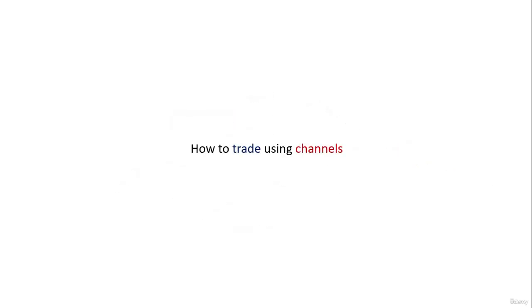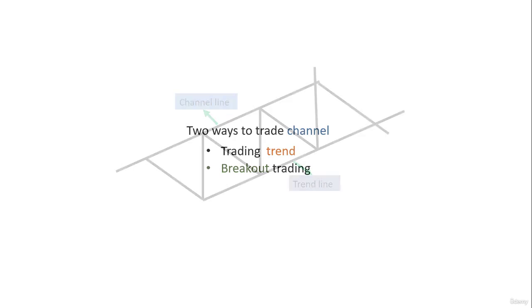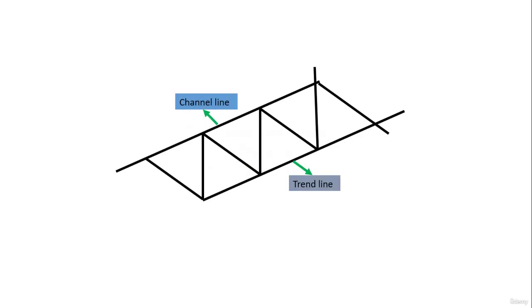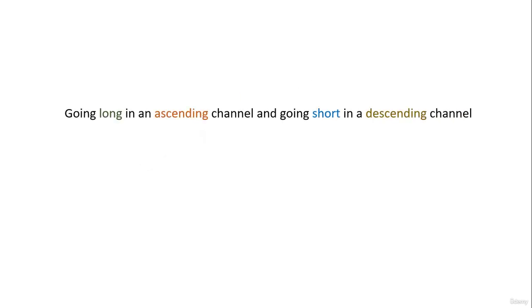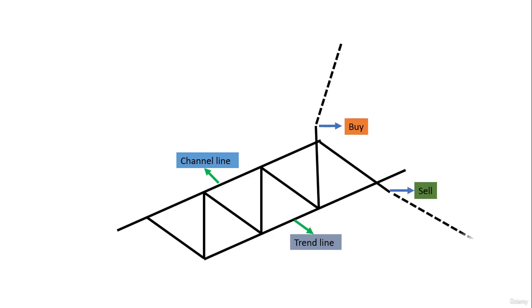How to trade using a channel? There are two ways to trade using a channel: trading the trend or breakout trading. Trading the trend involves taking a position consistent with the overall direction of the trend, such as going long in an ascending channel and going short in a descending channel. On the other hand, breakout trading means that you take a position on any price action which breaks through the upper or lower band of the channel. For example, you will take a long position if the price of an asset breaks above the upper band of a channel. On the other hand, you will take a short position if the price falls below the lower band.